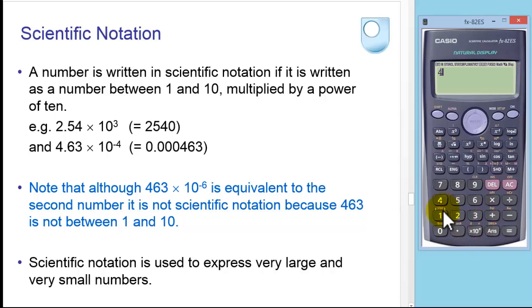So when entering powers of 10, I'll just put in this one here, 4.63, we're using this key here to put in the power of 10, and then our power is minus 4, so we're using the little minus sign there, and minus 4, and pressing equals, and that's given me the answer 4.63 times 10 to the minus 4, and that's the value that's recorded on the calculator, so the calculator is automatically displaying that number in scientific notation. So your calculator would automatically switch to scientific notation for very large and very small numbers.